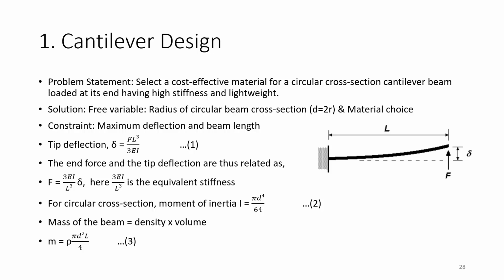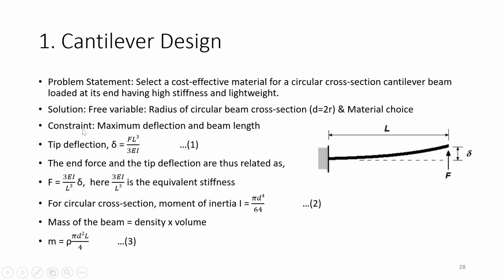Next is a case study. For cantilever design, first you have to select a cost effective material for a circular cross section cantilever beam loaded at its end, having high stiffness and light weight. So how to approach this particular problem? Firstly you have to find out what the free variables are. You can change the radius or diameter of the circular beam cross section, and your material choice is also free.